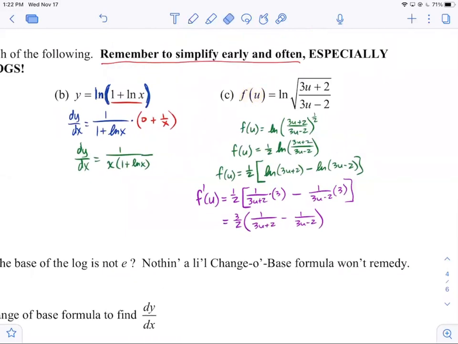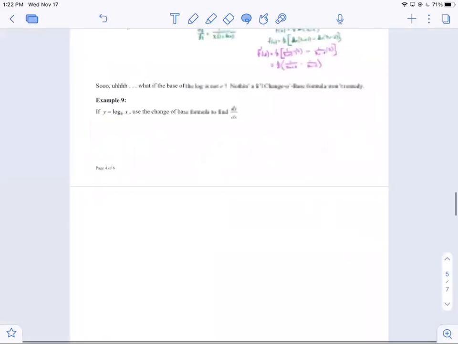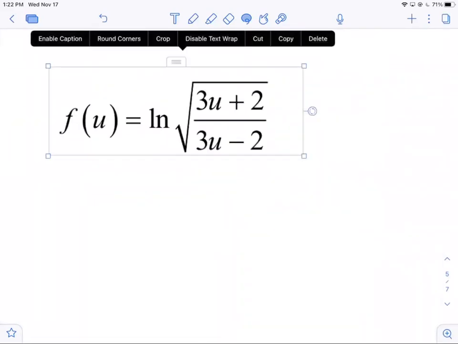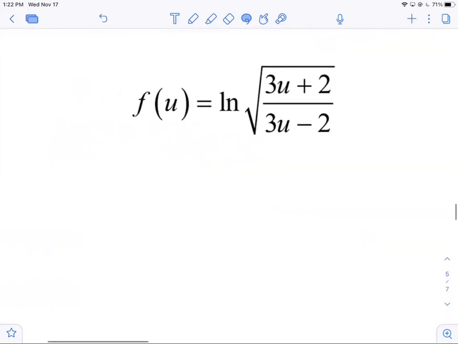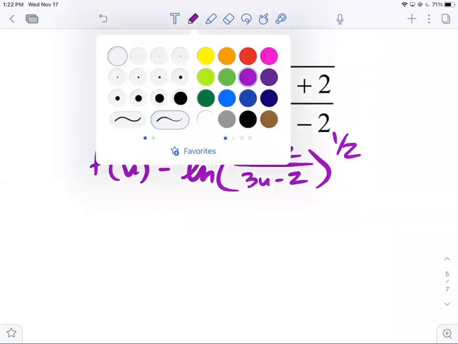Now let's take a look at what this might have looked like had we not utilized the power of logs. I'm going to add a sheet of paper, go right below it, and paste it. Okay, what if we don't realize that we should expand it first? Well, I would definitely still have to get rid of the radical and write it like this. But look what would happen.